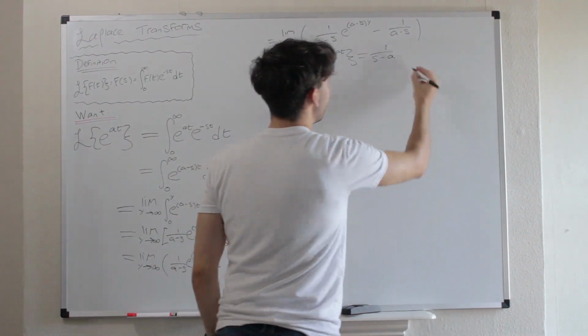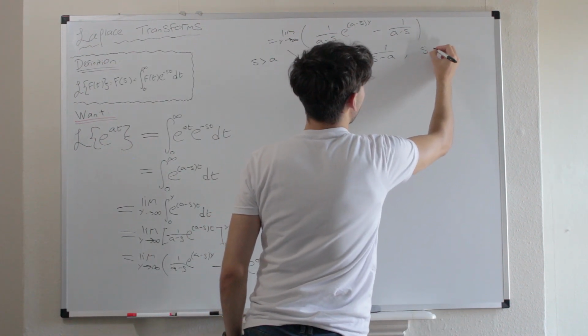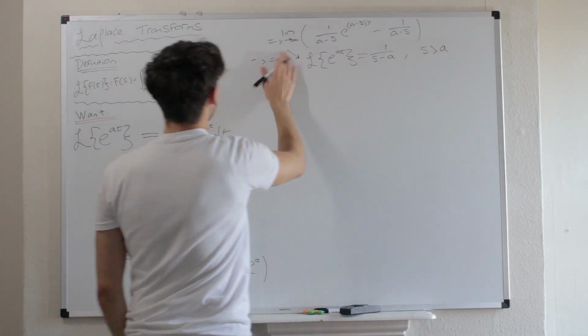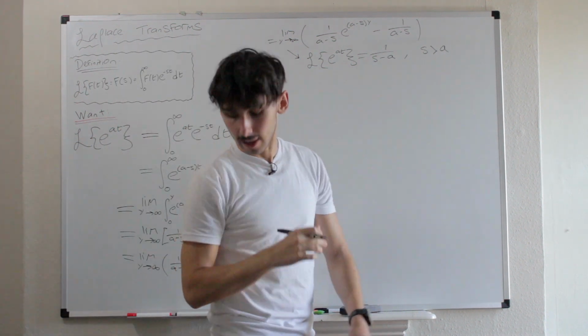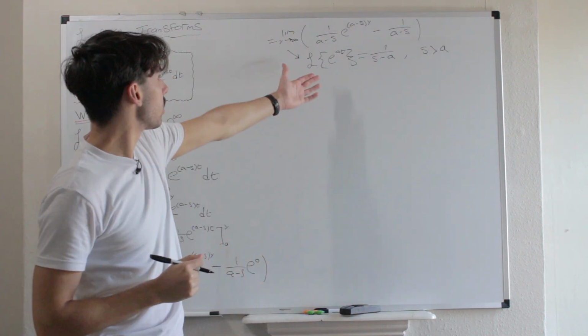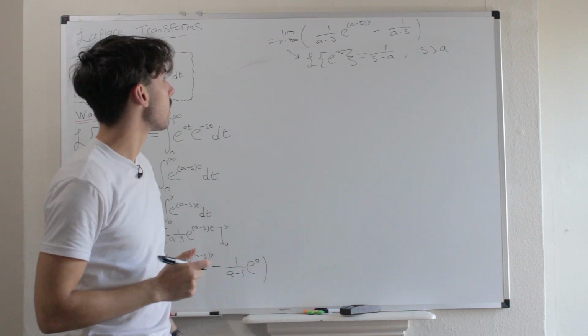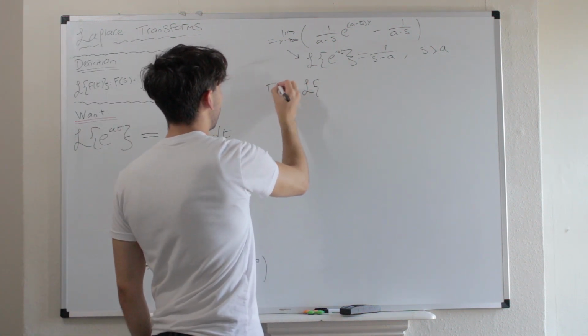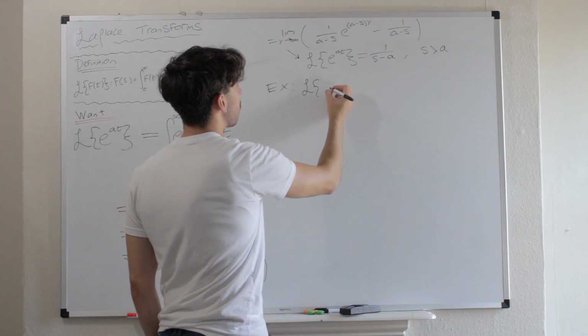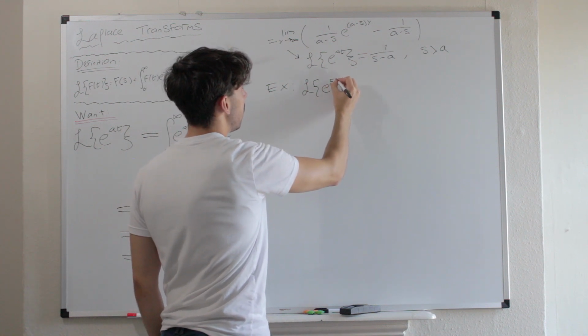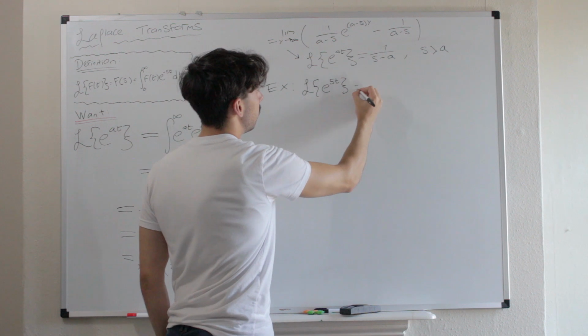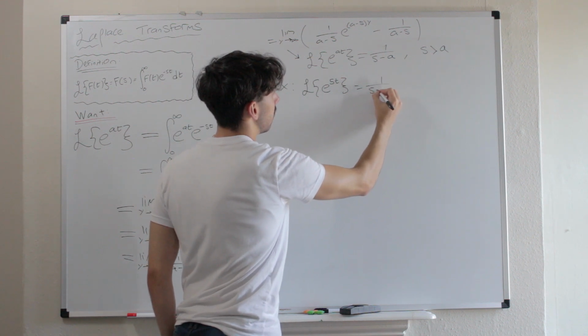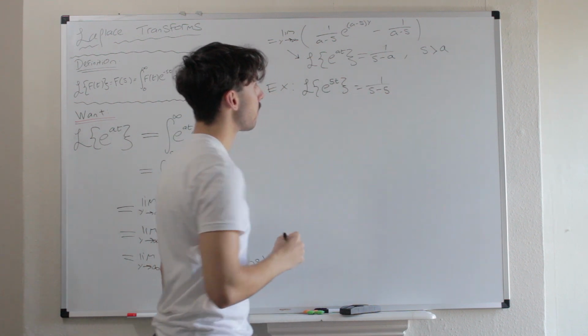Okay, and again, we're saying that s is greater than a, just like that. Okay, this is the Laplace transform of e to the at. So for example, the Laplace transform of, let's say, e to the 5t would be 1 over (s minus 5).